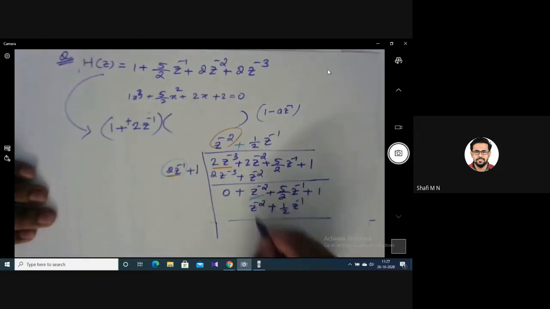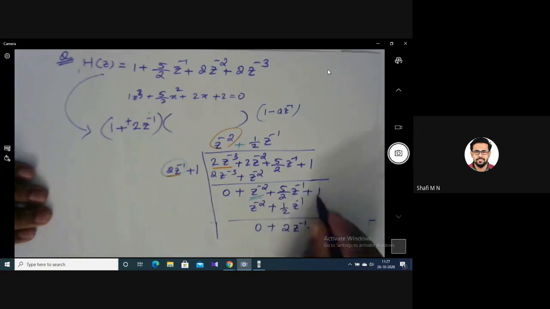Do the subtraction. This will become 0 plus 5/2 minus 1/2, that is 4/2, which is actually 2. So 2z raised to -1 plus 1. Here it is 1 plus 0, so it's 1.